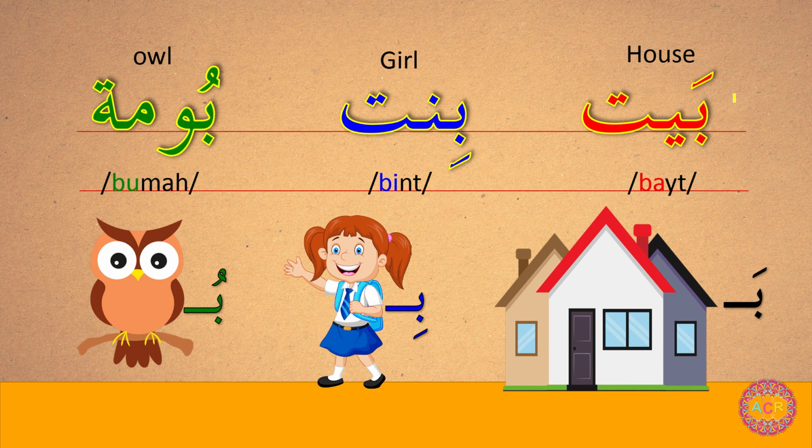And here again, the letter ba when it has fatha, the letter ba when it has kasra, the letter ba when it has dhamma. Bayt, bint, bumah. Bayt, bint, bumah. Ba, bi, bu.